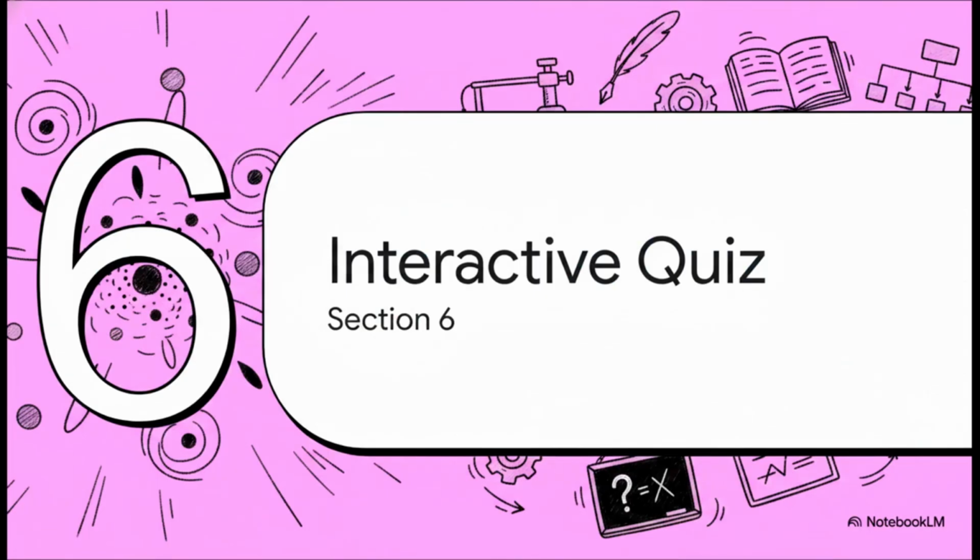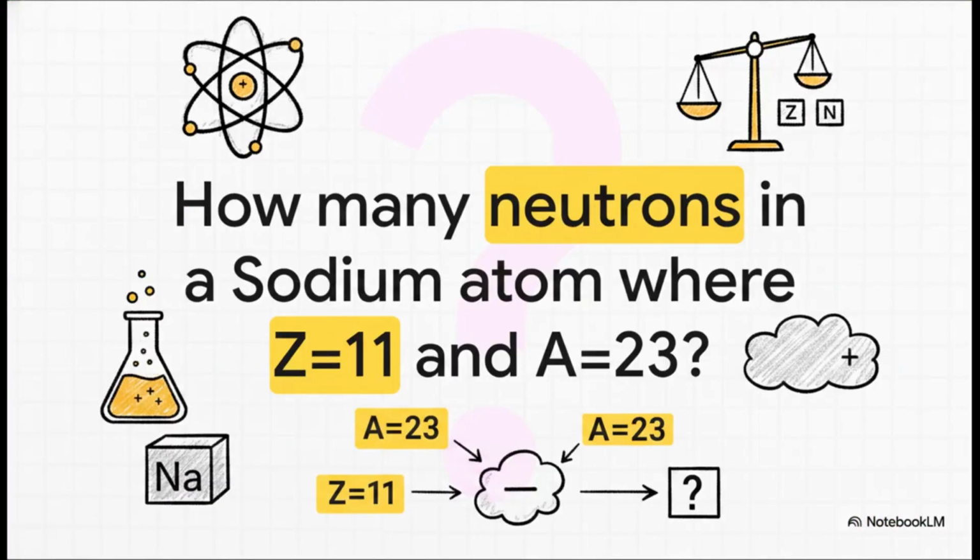All right, time to see what we've learned. Welcome to Section 6, Interactive Practice Quiz. It is time to put this study guide to the absolute test. We've covered the history, the ledger, the math, and the structural variations. So, here is practice question 1. How do you calculate the number of neutrons in a sodium atom where the atomic number Z is 11 and the mass number A is 23? I want you to literally pause the explainer right here, use the formula we just talked about, and lock in your answer before we reveal it.